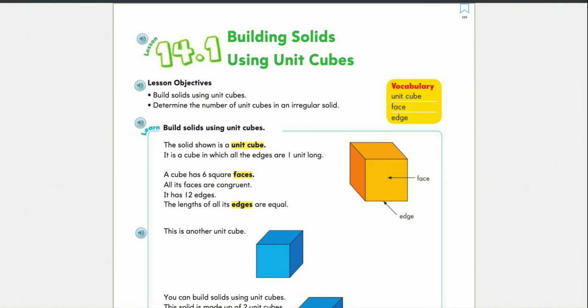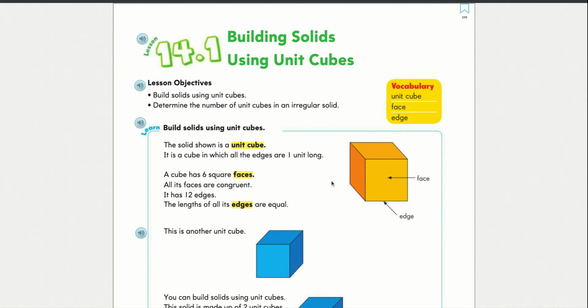Lesson 14.1, building solids using unit cubes. So the vocabulary for this unit is unit cube, face, and edge. The face of a shape is the flat part on one side, and the edge is where two sides meet. So this is the bottom edge and this is the face.